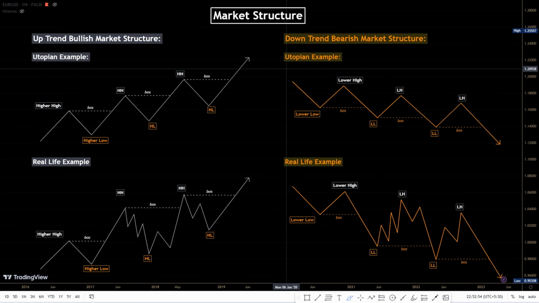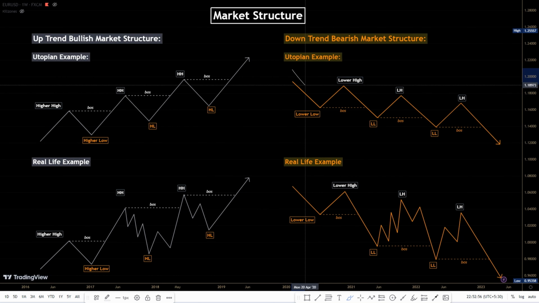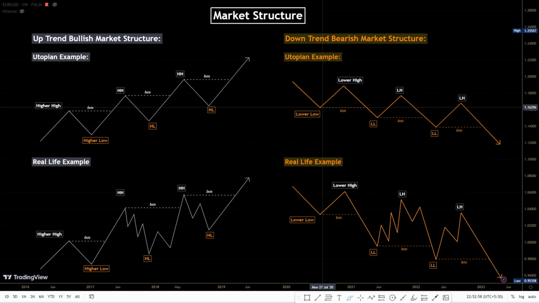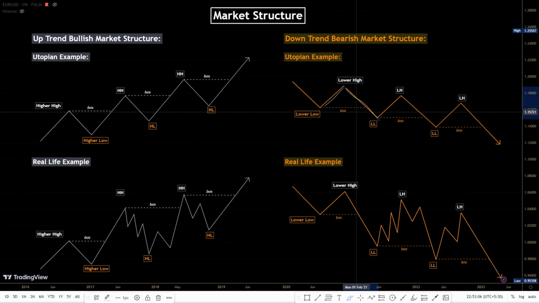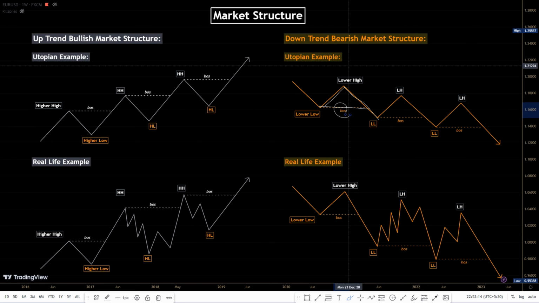So again this is the utopian example. Price is coming from the upward direction, it creates a lower low, and again it goes in the upward direction, it creates a lower high, and price again forms a new lower low. It just breaks the previous lower low. So this is called the break of structure.